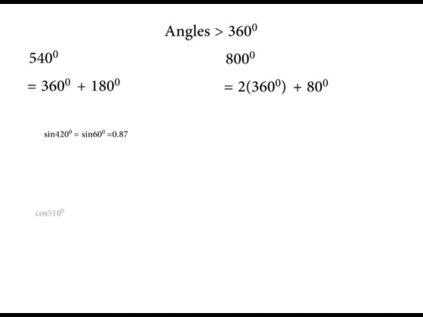What about cos 510 degrees? 510 degrees is equal to 360 plus 150 degrees. The additional angle is 150 degrees, and so we find cos 150 degrees. This is in the second quadrant. The acute angle equivalent is given by 180 minus 150, and that is 30 degrees. We find cos 30, that is 0.87. In this quadrant, cosine is negative, and so cos 510 is equal to negative cos 30, and that is equal to negative 0.5.